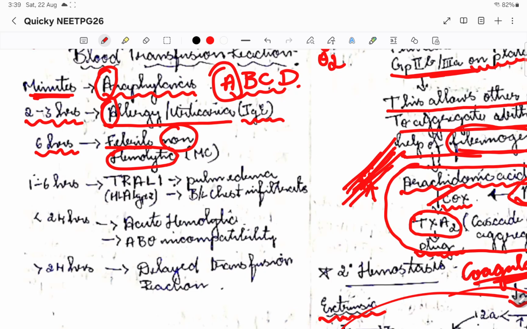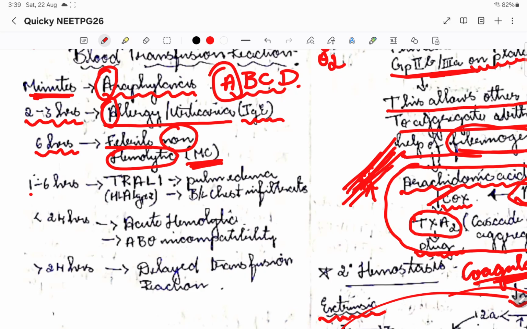Please remember this, febrile non-hemolytic reaction. This is the most common reaction that everyone would be having. That is why we do hourly monitoring when doing blood transfusion, and we always do slow blood transfusion, to avoid the sudden flush and volume overload. So remember this: in 6 hours if it happens, it is going to be a febrile non-hemolytic reaction.